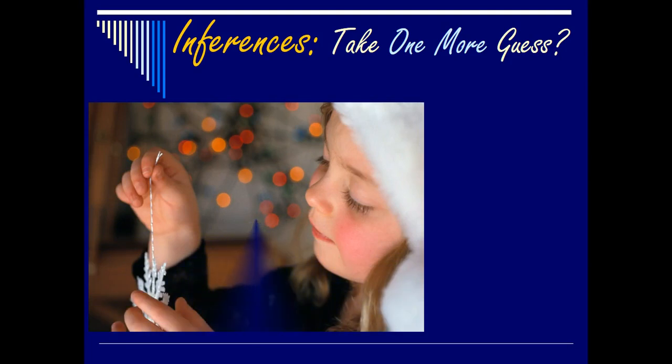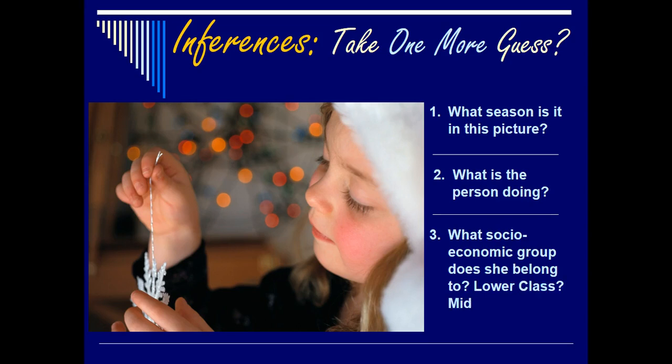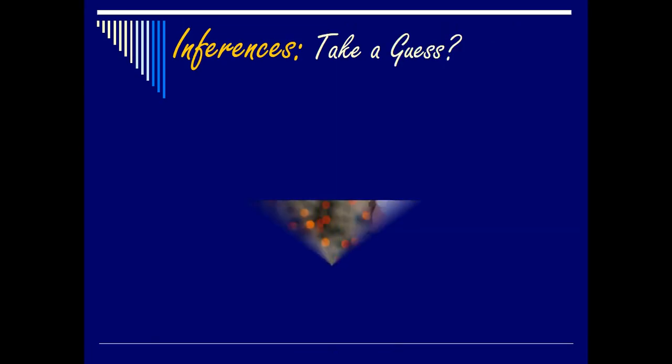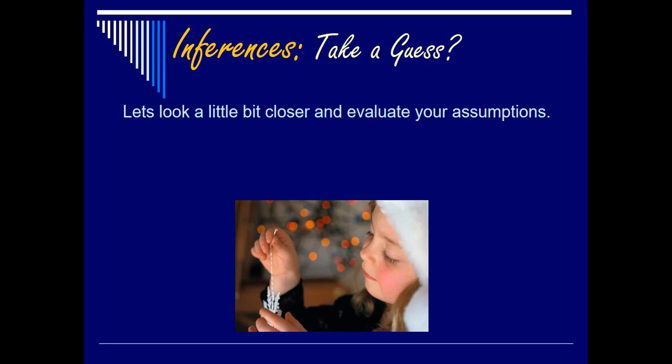Let's try one more. Oh, she's so cute. All right, what season is it in this picture? What is the person doing? And three, what socioeconomic group does she belong to? So would you say that this is a little girl that's poor, that's middle class, or that's rich? So we're going to look a bit closer and evaluate those assumptions.